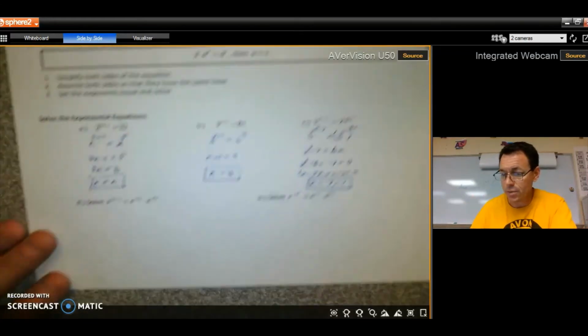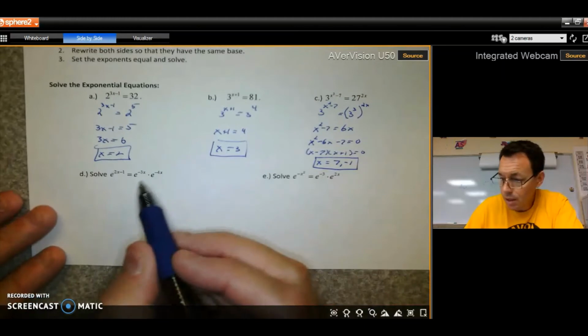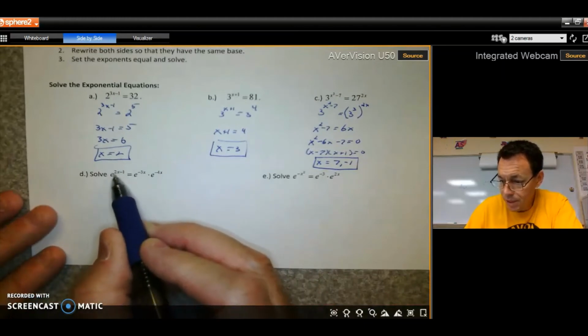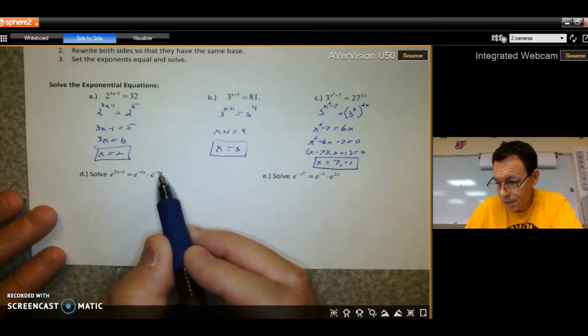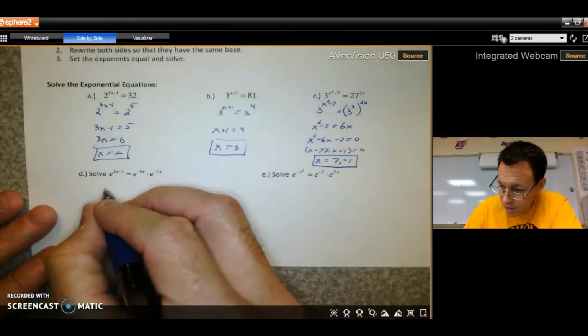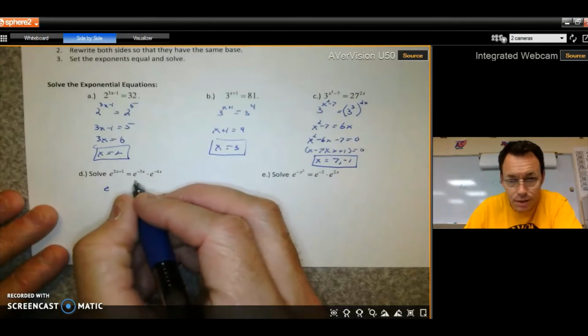So look at this next one. This next one looks crazy. Okay, I've got e to a power, so here's a base to a power, and then over here I have e to a power times e to a power. So the first thing we need to do is simplify this right-hand side.